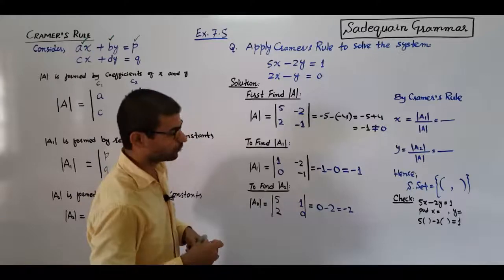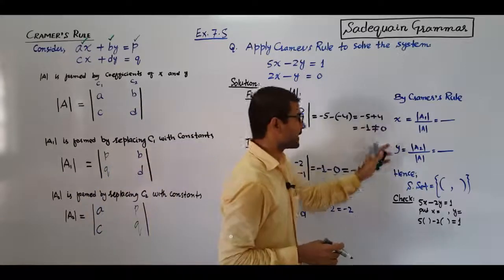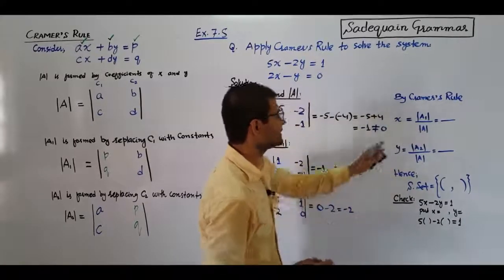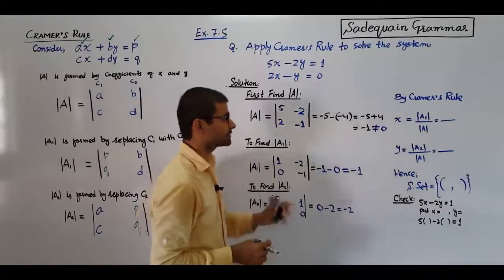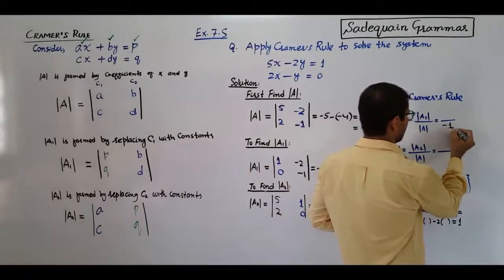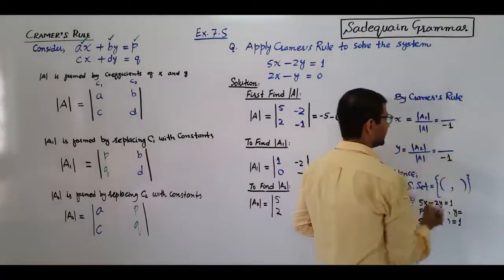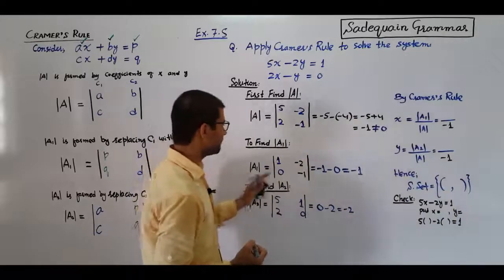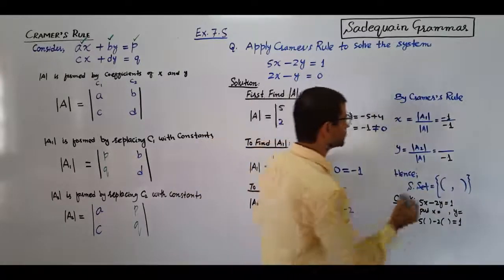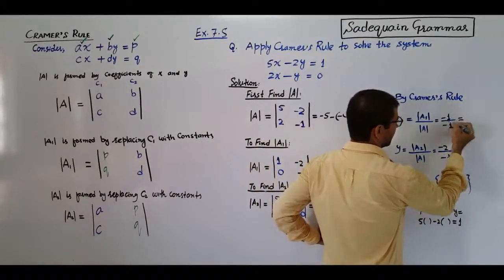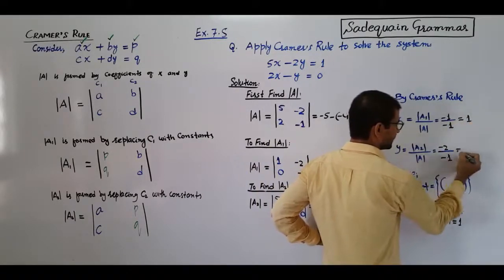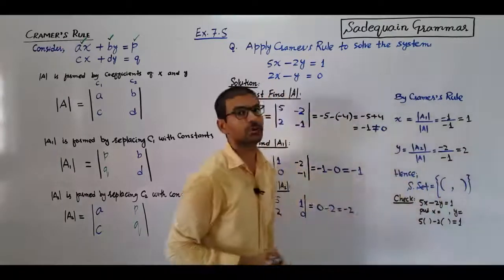Now students, for the values of x and y, by Cramer's rule we have x is equal to A1 determinant over A determinant, y is equal to A2 determinant over A determinant. Now we have to substitute the values over here. A determinant is minus 1, and the value of A1 is minus 1, the value of A2 is minus 2. Minus minus plus, 1 by 1 is 1; minus minus plus, 2 by 1 is 2. Hence we can write the solution set.